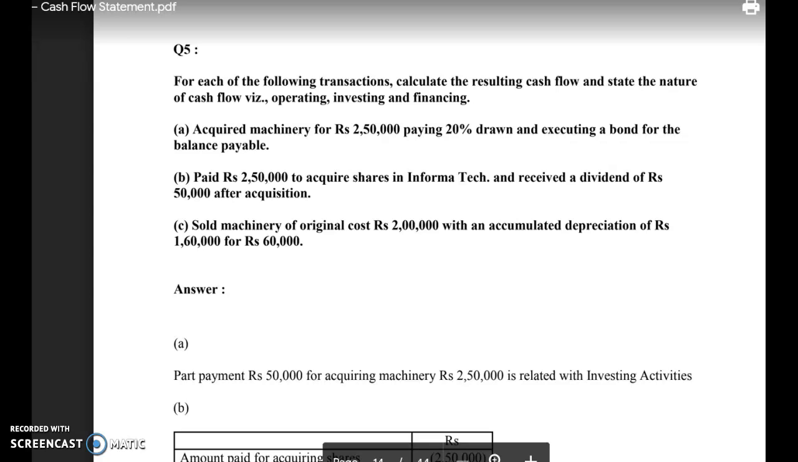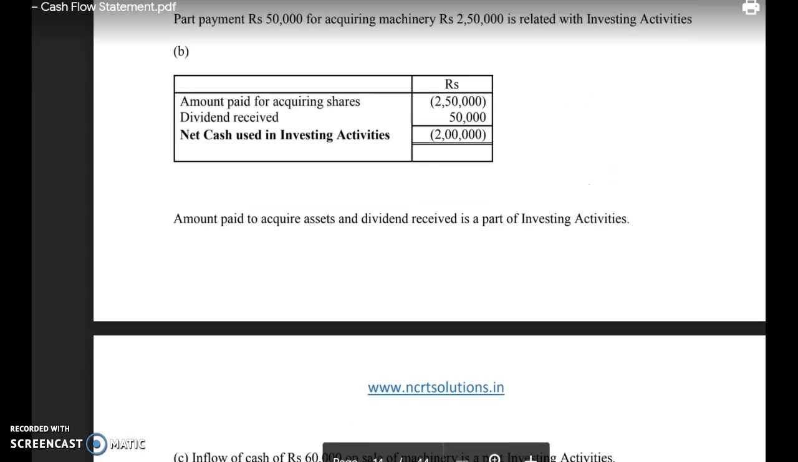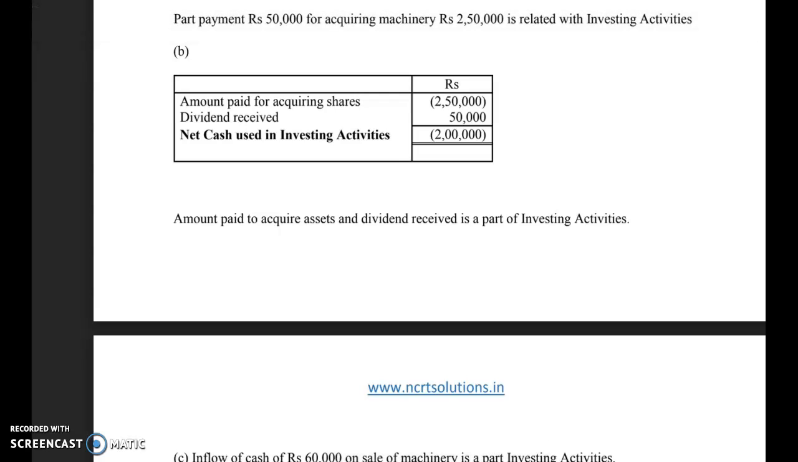Come to the second transaction: paid rupees 2,50,000 to acquire shares in Inform Tech and received a dividend of rupees 50,000 after acquisition. Please understand, paid rupees 2,50,000 to acquire shares, so it is the purchase of the shares. We purchased these shares in terms of acquisition of the other company. Amount paid for acquiring shares 2,50,000, and dividend received in return 50,000.